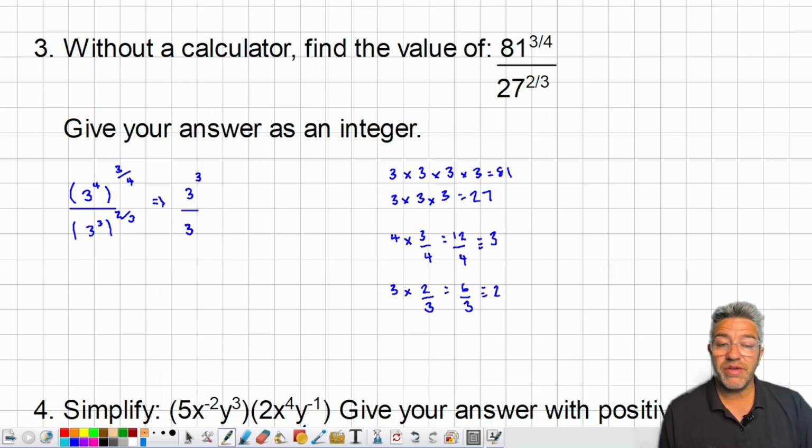So I could actually rewrite my denominator as 3 squared. Well, when we divide, we subtract our powers. 3 subtract 2 is 1. So we're left with 3. I could have written 3 to the power 1, but it's not something we do, because anything to the power 1 is itself. 3 to the power 1 is 3. And 3, obviously, is an answer as an integer. Let's move on to question 4.